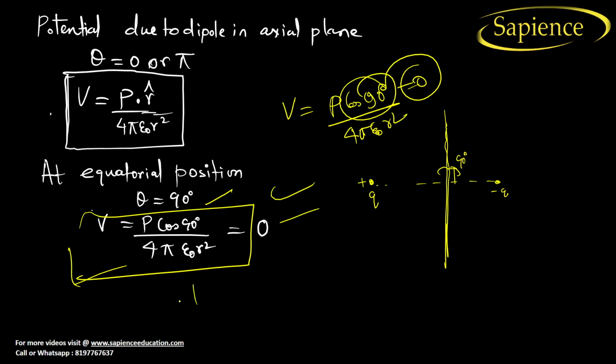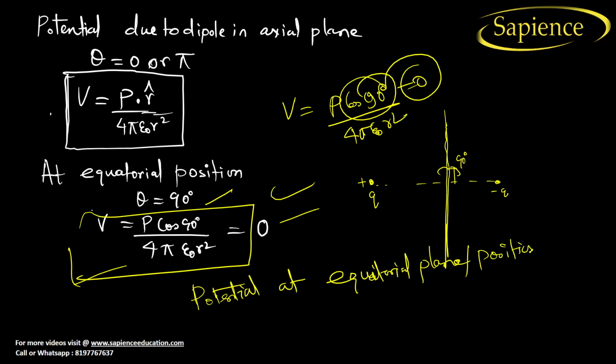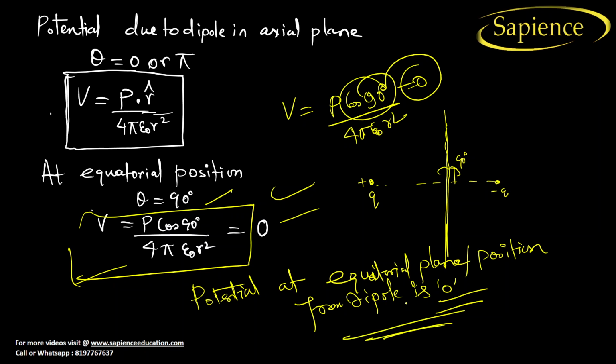So our conclusion is that the potential at the equatorial plane position from a dipole is 0. This is the point we have got. Now let us go to the next topic.